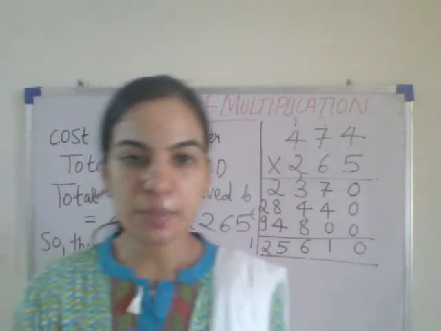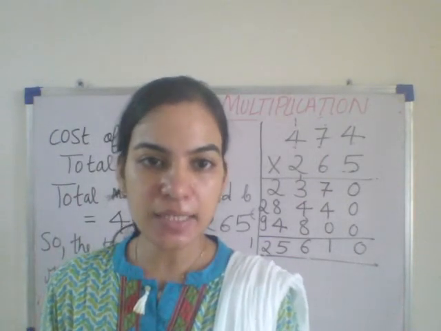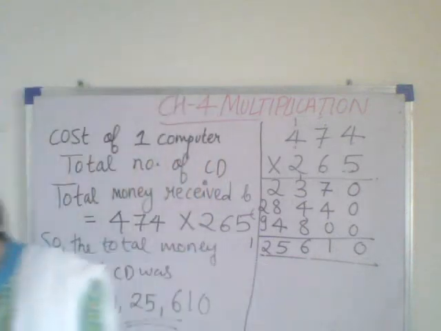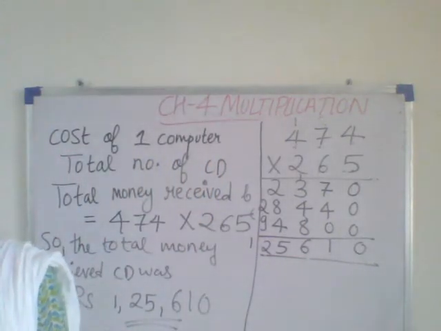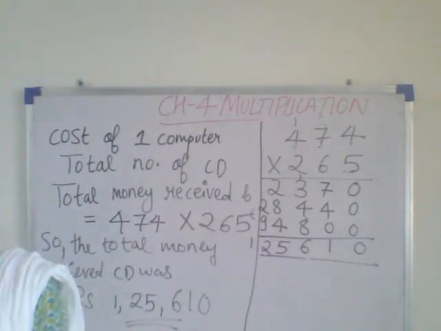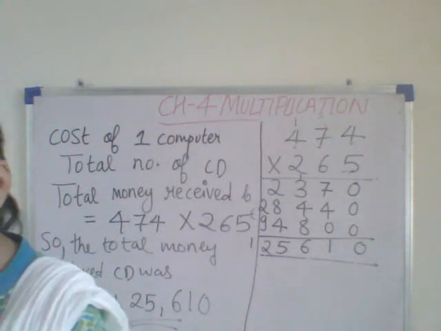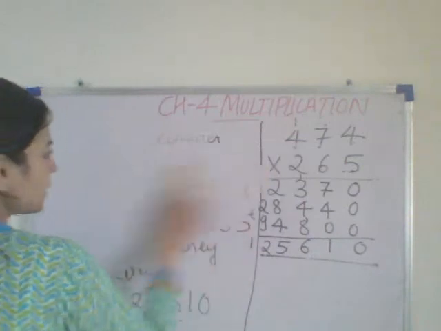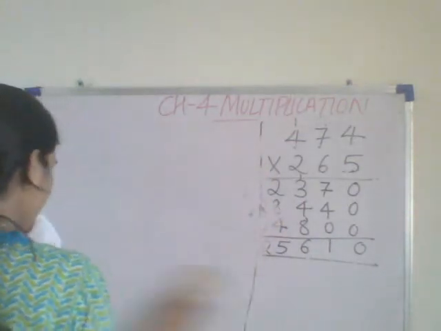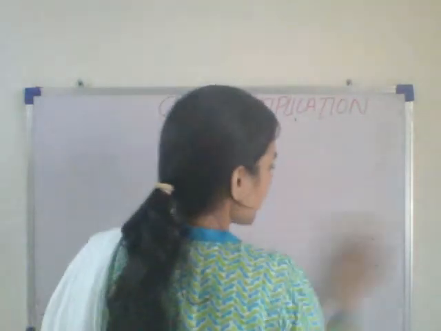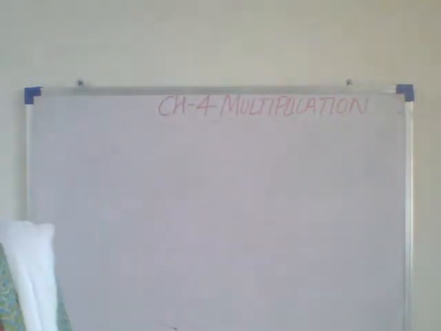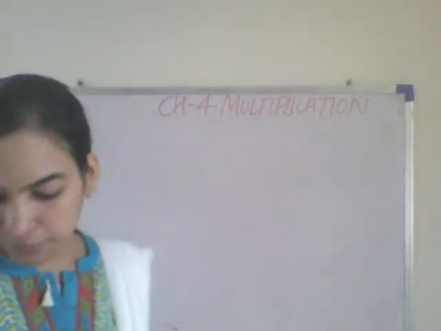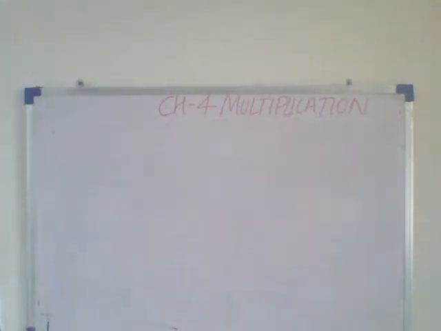Now let us do some of the questions from exercise 4D. Students, you can take out page number 58 of your book. There exercise 4D is there. You can see the question number 1 that we'll be doing now. Just take out exercise 4D. It is on page number 58. So take out page number 58 of your book.